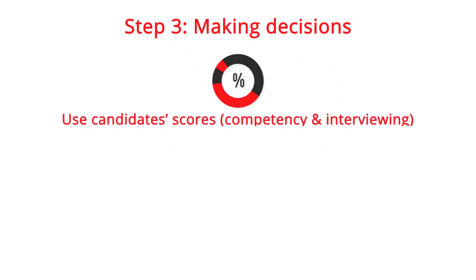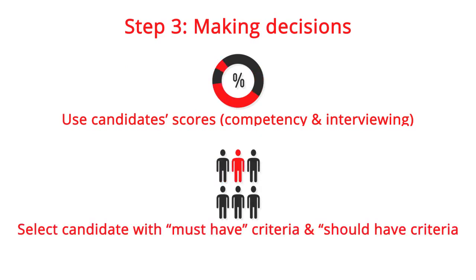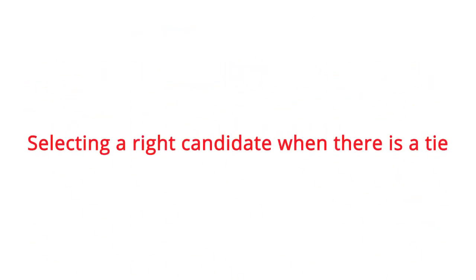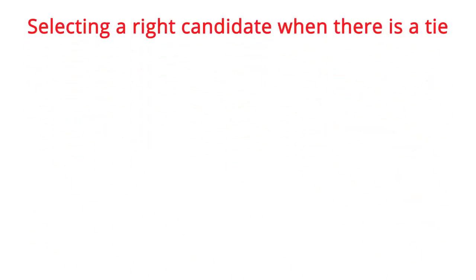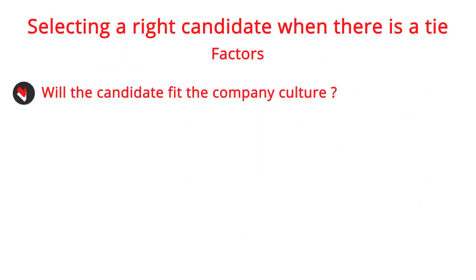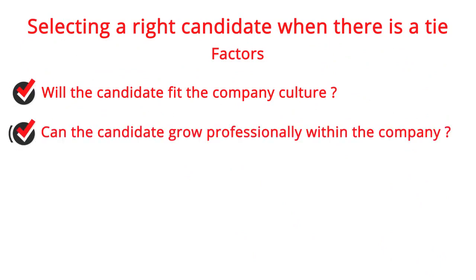Step 3, making decisions. We use the candidate scores. That is the competency levels, the scoring you gave them for their competencies, and also the interviewing scores using the STAR tool. You then select your candidates based on those who have the must-have criteria that you have determined, and then should-have criteria. However, when you have a tie, what do you do? You then consider other factors, and some of the factors to consider might include: will this candidate fit my company's culture? Will this candidate grow professionally within the company?